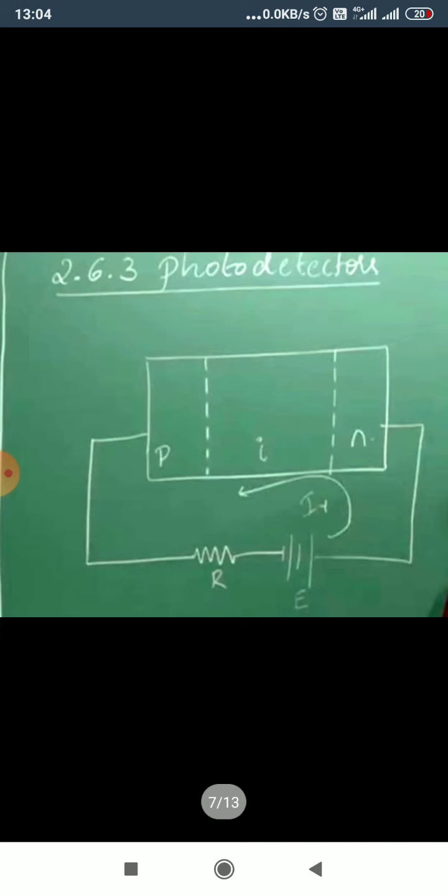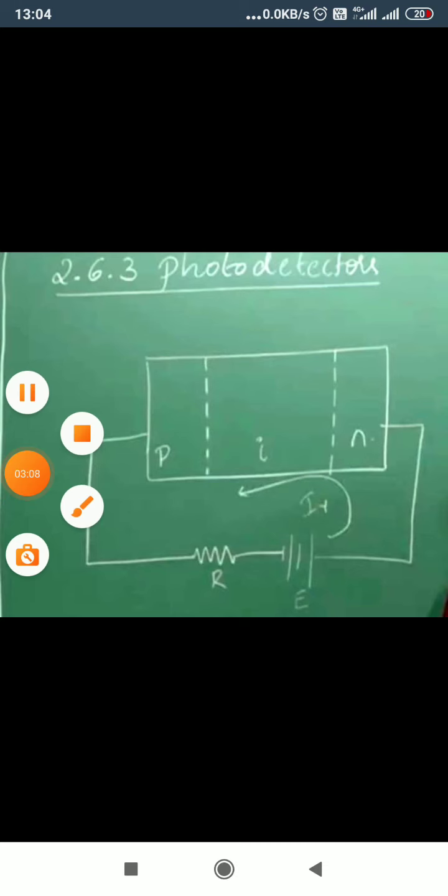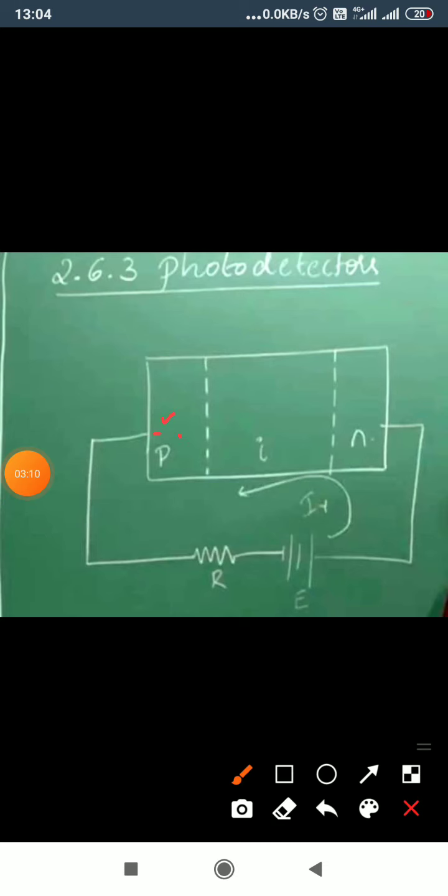So that's based on the quadrant operation. If we connect the power supply, with the negative terminal connected to the p side and the positive terminal connected to the n side, along with this one load is connected. The current which is flowing is the IR current, the reverse bias current. So this is about the construction of a PIN detector.